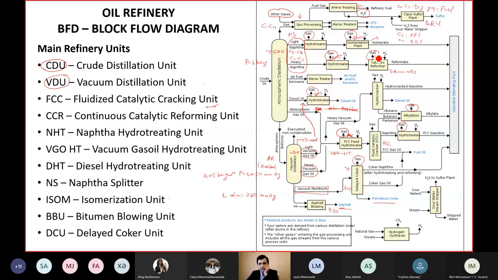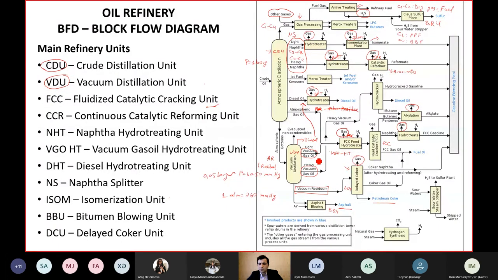And then you can ask why we have the FCC. We will talk about FCC in detail in the next session. In FCC, we crack the higher hydrocarbons with higher carbon chain, 20 or 30, to lower ones. Why? To produce more gasoline. This is the FCC.